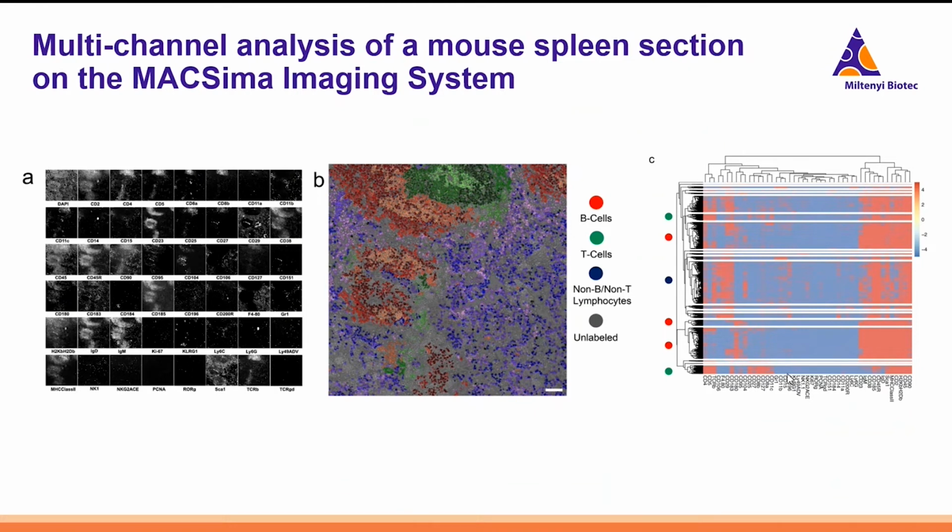So, in C, you observe the results of hierarchical clustering based on the mean staining intensity values of individual cells and markers. And you also see a marker expression heat map of the various subpopulations. Red means high expression, blue means low expression.